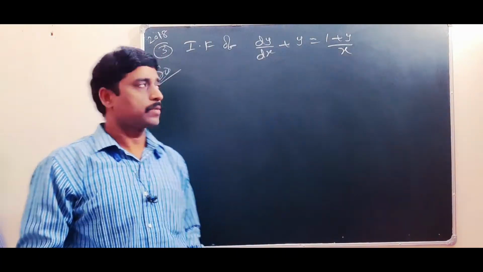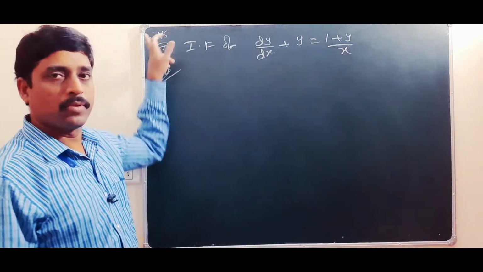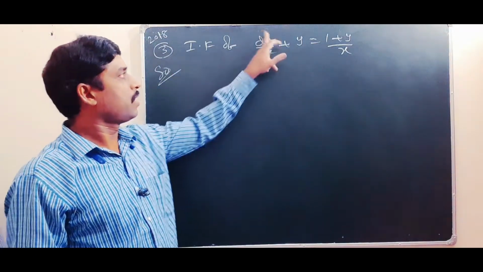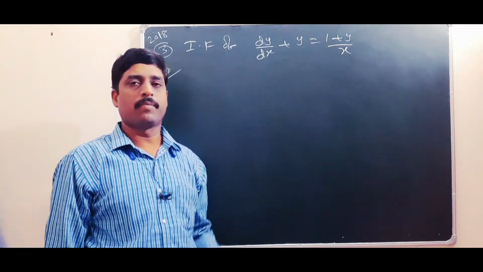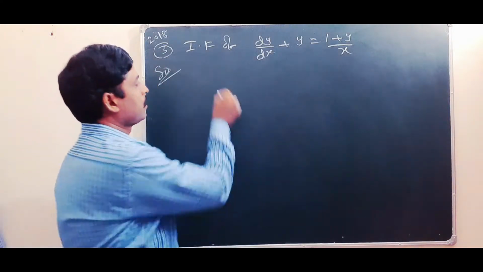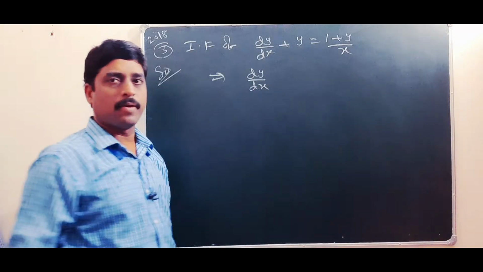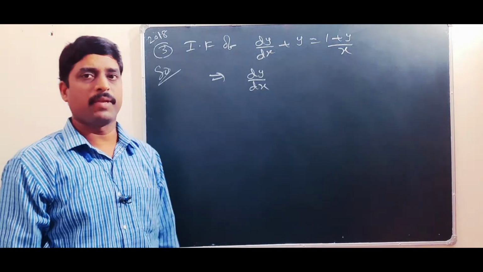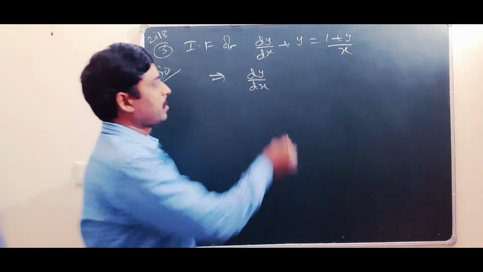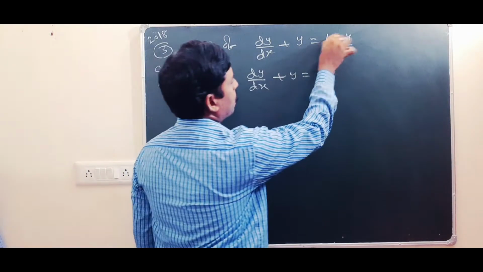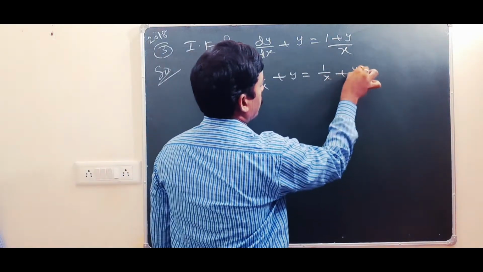Okay, now moving to the next question. This is from 2018. Find the integrating factor of dy/dx plus y is equal to 1 plus y/x. This is in the form of type 1, dy/dx plus Py is equal to Q. So dy/dx plus y is equal to 1/x plus y/x.